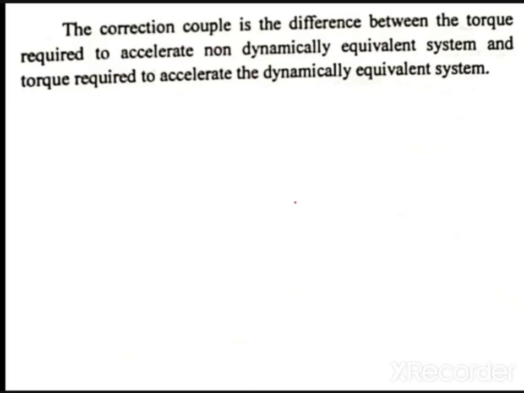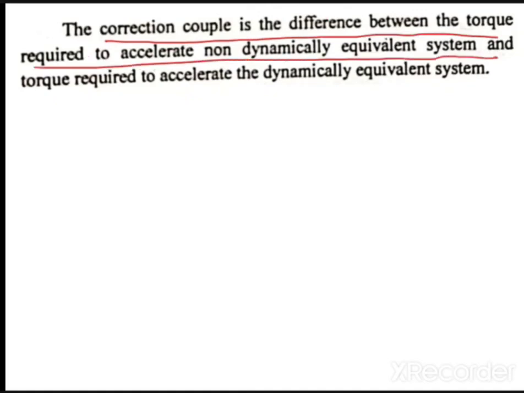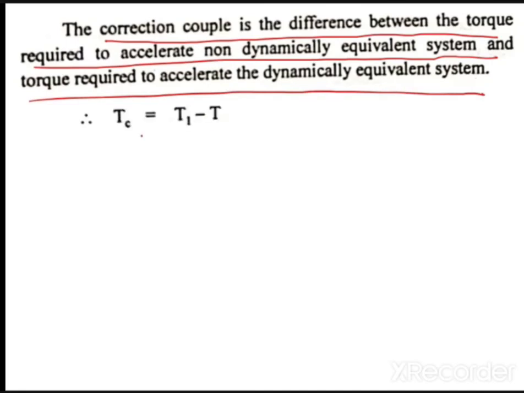Okay. Now, what is correction couple? मी तुम्हाला correction couple चं definition काय सांगितलंय? The correction couple is the difference between the torque required to accelerate the non-dynamically equivalent system and the torque required to accelerate a dynamically equivalent system. म्हणजेच काय? Tc is equal to T1 minus T. बरोबर? Tc is equal to T1 minus T. आता मला सांगा, आपण इथे सॉल्व्ह करूया आता पुढे. What is T1? Anybody? What is T1?